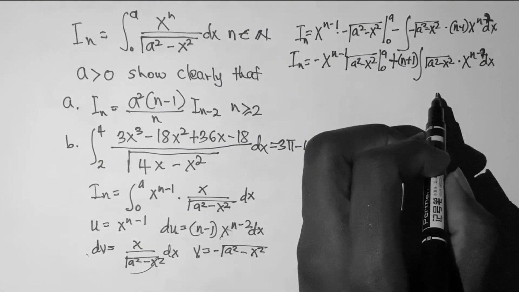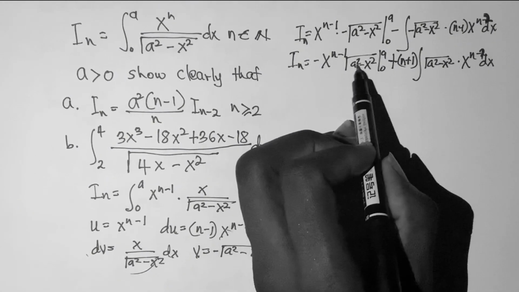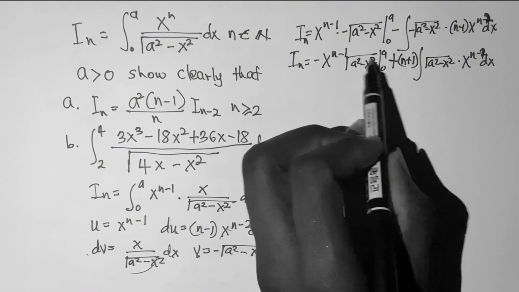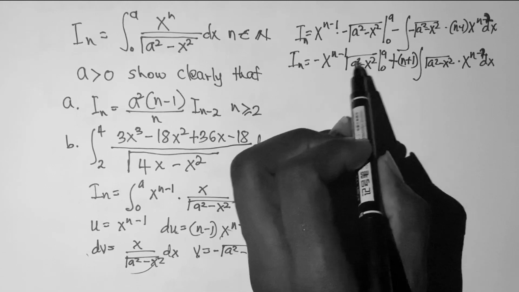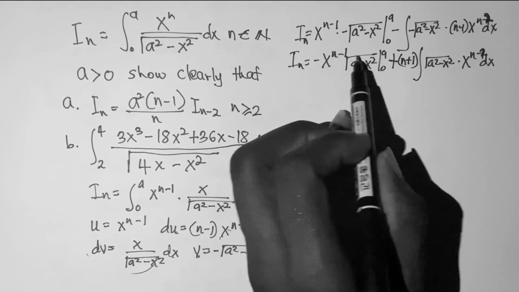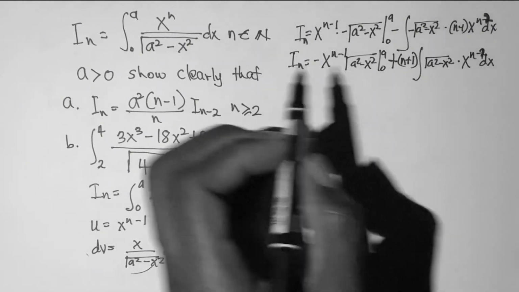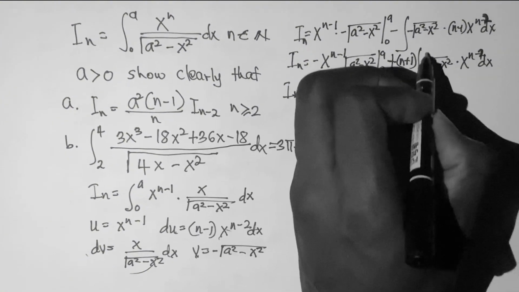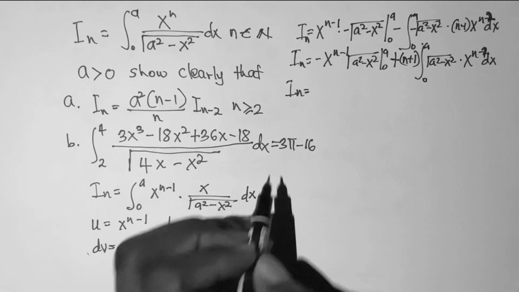So the next thing we are supposed to do is to evaluate this part. You see that if we put in a, a squared minus a squared will make it 0. The square root of 0 is 0, times all of this part, so it goes to 0. If we put in 0, because of this x, it also goes to 0. Therefore, I of n is equal to, so here is 0 and then a. This place is 0 and then a.